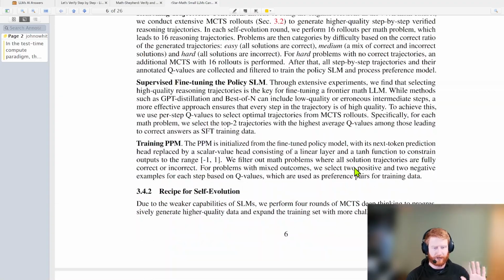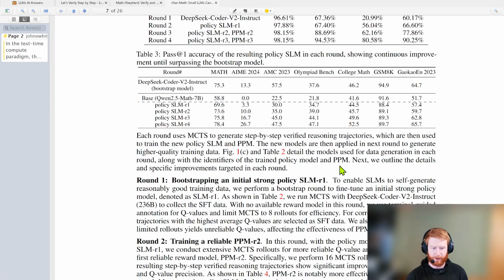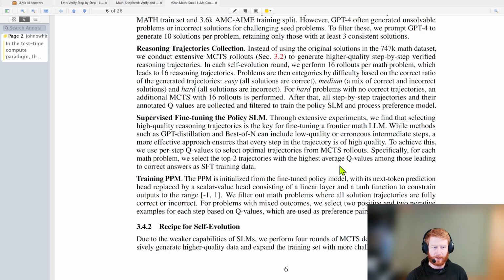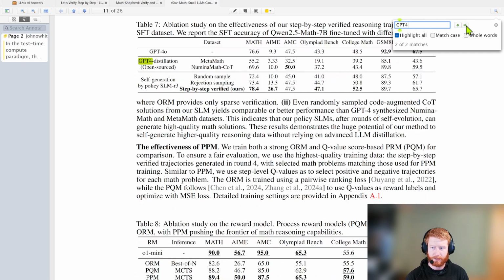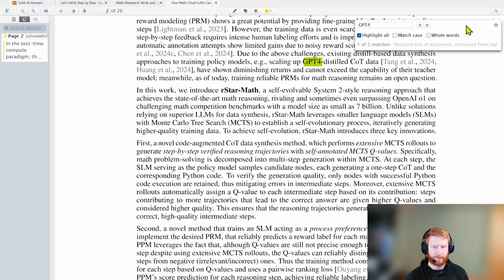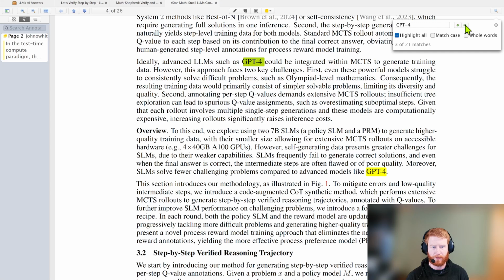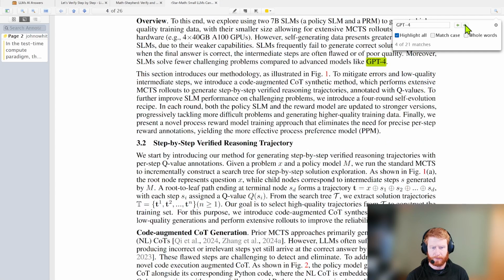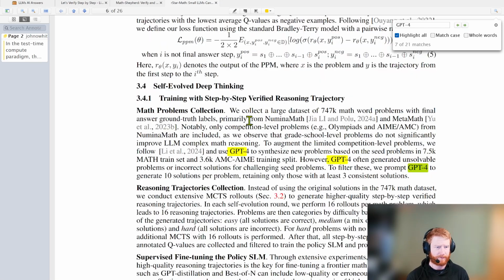So, sorry, I'm going to come back to some of these pieces here. I'm just going to search for GPT-4, just a second. We start out with some math data sets, and then we boost the number of questions using GPT-4. Here we go. Yeah. Okay.